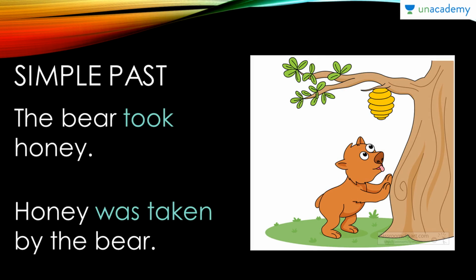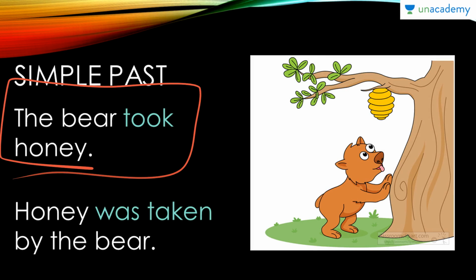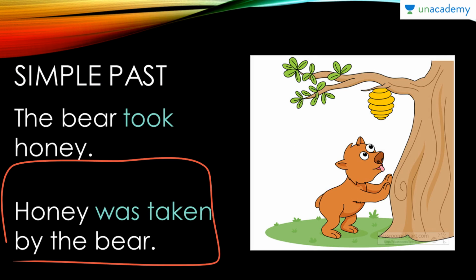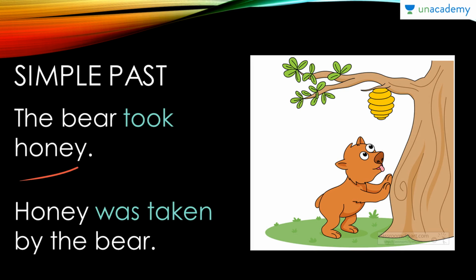In simple past, the bear took honey. Honey was taken by the bear. Very simple. The bear took honey. Here the bear is the subject, honey is the object, took, simple, just the verb. And this is an active voice.